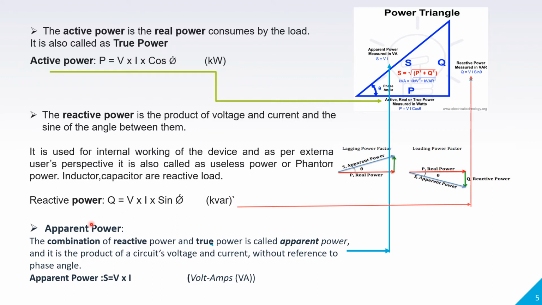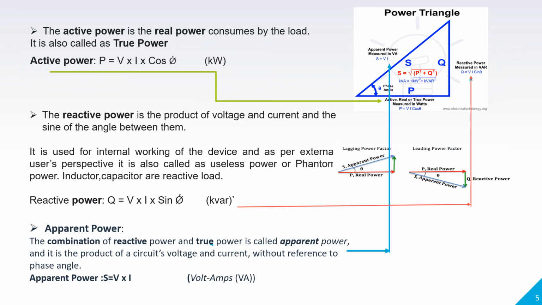Fine. Now next one is apparent power. Apparent power is the combination of reactive power and true power. It is the product of circuit voltage and current without reference to any phase angle. Now here we can see by Pythagoras, P square plus Q square is VI cos square phi plus VI sin square phi. Cos square phi plus sin square phi, you will get 1. So S will be only equal to V into I, that is shown in the formula.